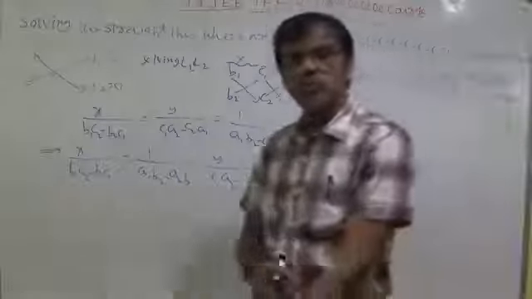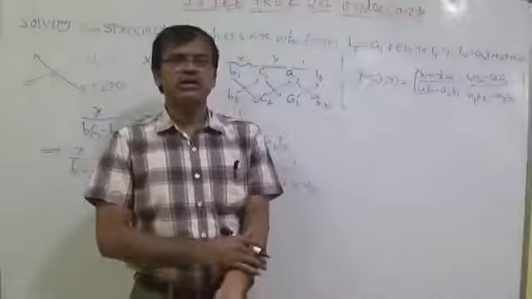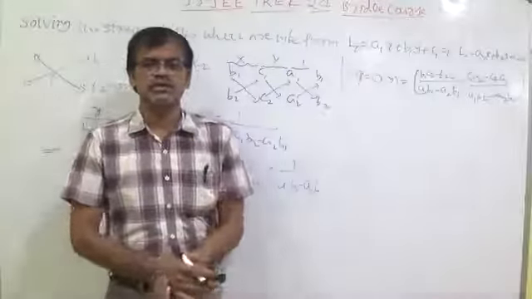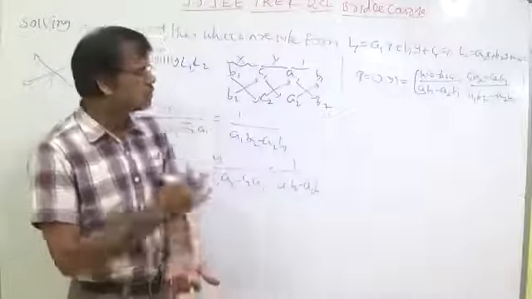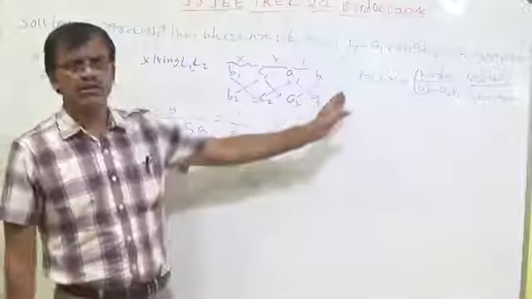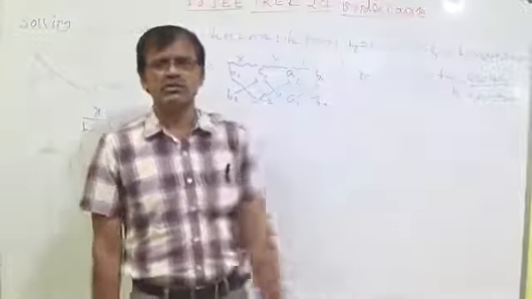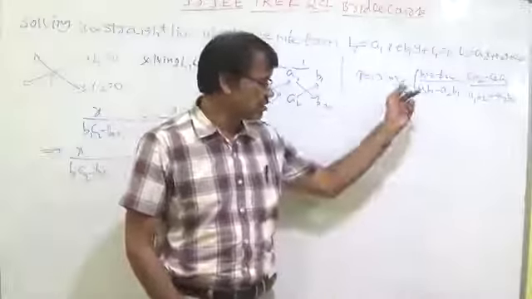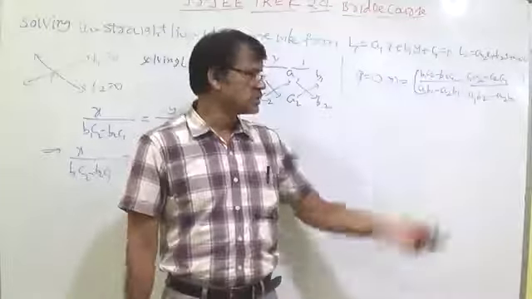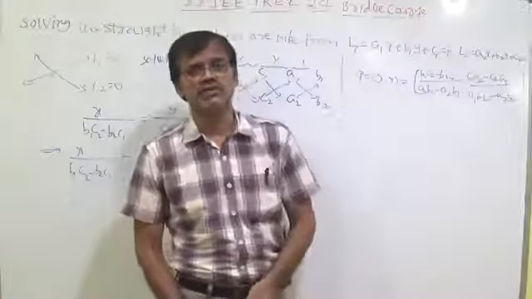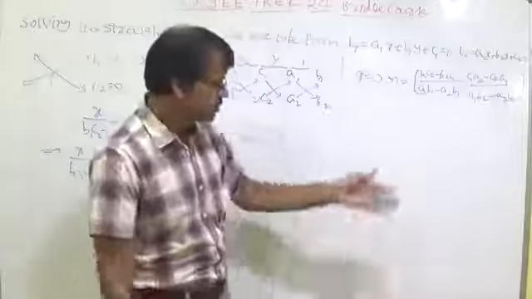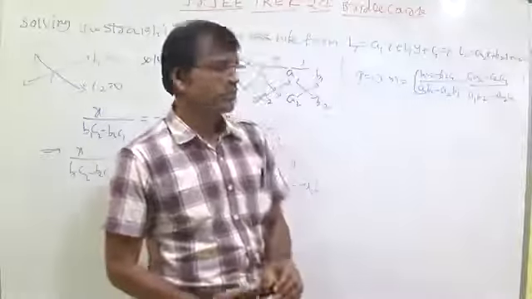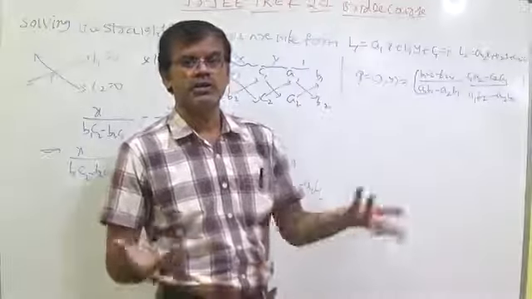Some students used to remember that if two equations of straight lines are there, the point of intersection of the two lines is given by the formula B1C2 minus B2C1 by A1B2 minus A2B1, comma, C1A2 minus C2A1 by A1B2 minus A2B1. Remember it once again: B1C2 minus B2C1 by A1B2 minus A2B1, comma, C1A2 minus C2A1 by A1B2 minus A2B1.